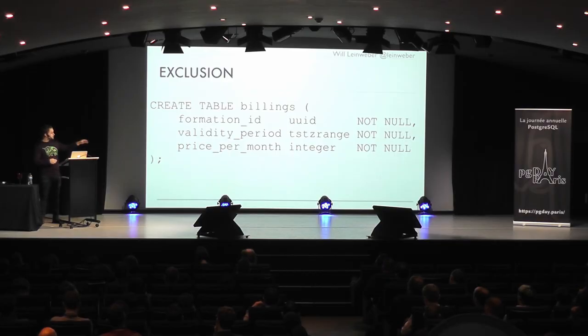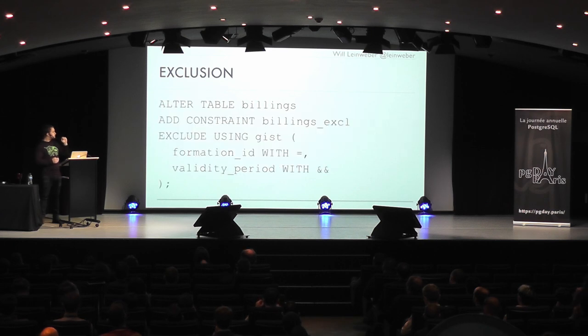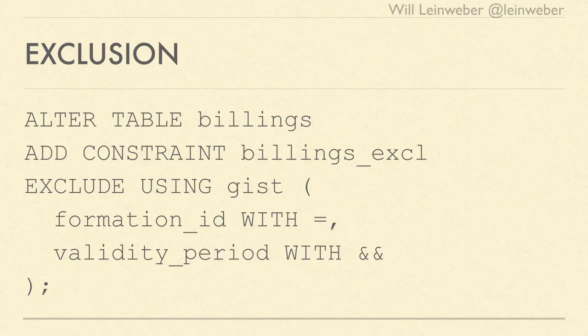And then we have the price. And so the exclusion constraint uses a gist index, which we don't need to get into right now. The formation ID with an equals. And so for any of the formation IDs, if the formation ID matches, so with equality, and the validity period with overlaps. And so this will exclude anything that overlaps if the formation ID equals.